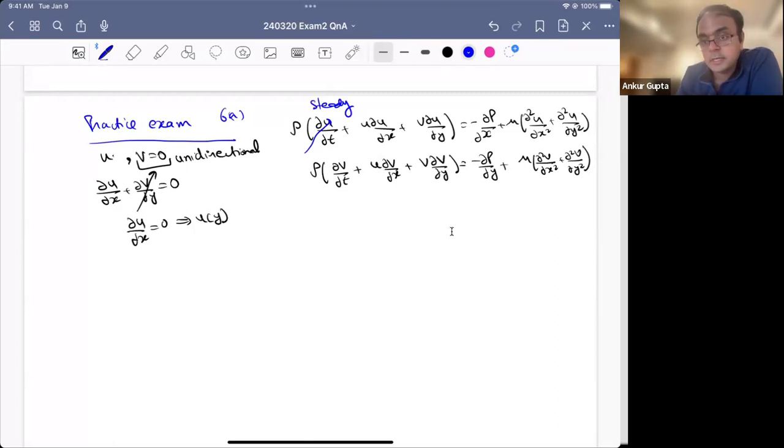Then this is steady. So steady means time derivative is 0. So that's hopefully clear. Then this is 0 because of the continuity equation. Del U by del X is 0 from this point. So this is the continuity equation.